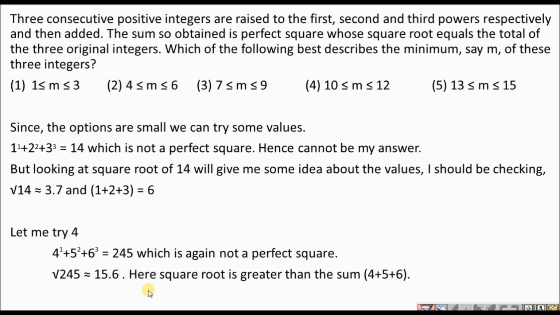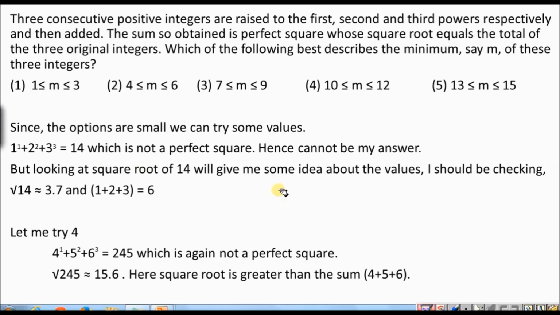So I know my first number has to be less than 4. And I can conveniently mark option number 1, because as I go beyond 4, the cube term will increase drastically, and thus the square root will also be quite high. And it will always be greater than the sum. So, just trying 1 and 4 tells me that my answer should lie in the first option. And if you want to confirm, you can just try some values.